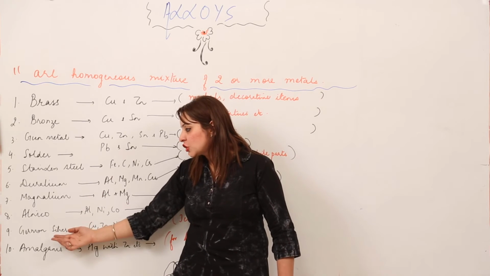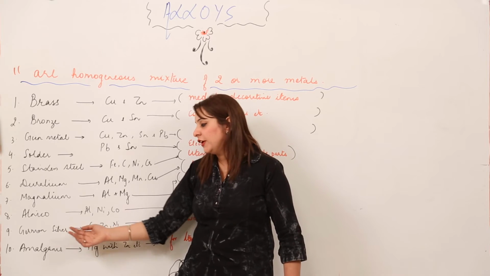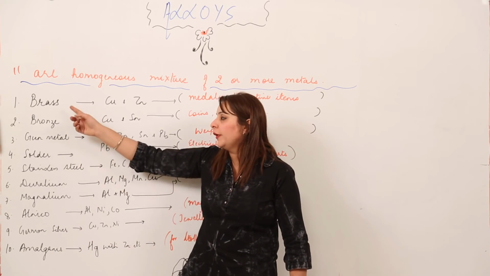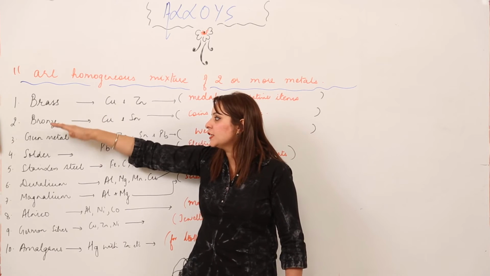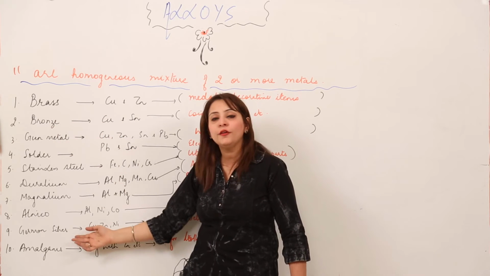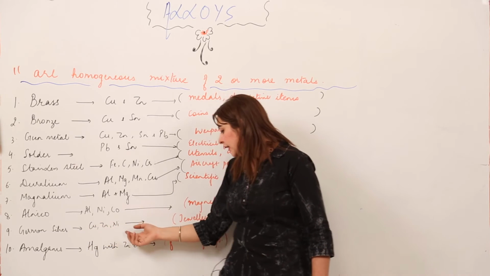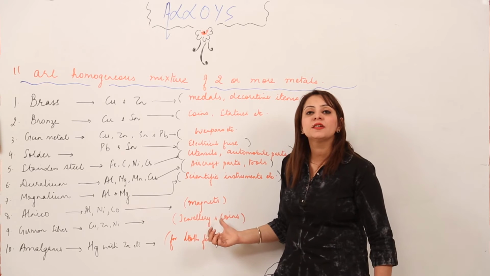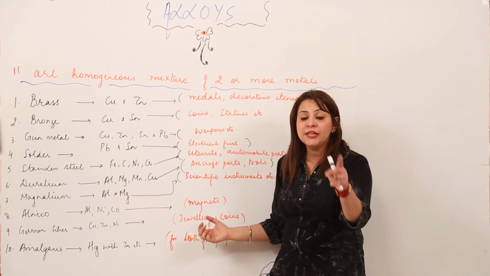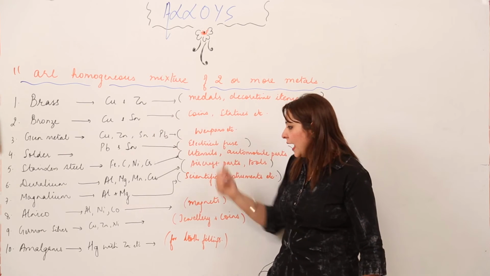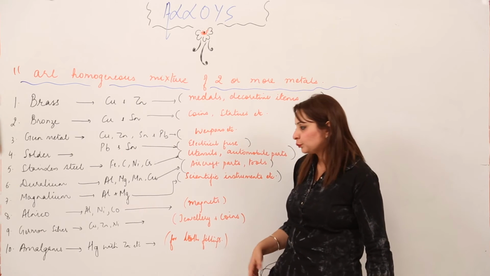The next alloy we have is German silver. German silver is made up of copper, zinc and nickel. Again it is an alloy of copper. As we have alloys of copper, brass, bronze and gunmetal, the fourth alloy of copper is German silver, in which copper is mixed with zinc and nickel. It is used in making coins and jewelry. So see, two copper alloys are used in making coins. One is bronze and the other is German silver.